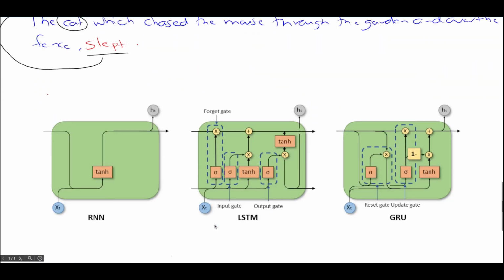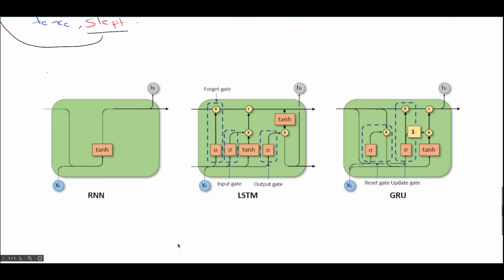The most popular ones are LSTMs, long short-term memory networks, and GRUs, that is, gated recurrent units. LSTMs and GRUs use gates to control the flow of information, allowing them to selectively remember or forget information over long sequences. Think of them as having small valves that regulate the flow of the memory.